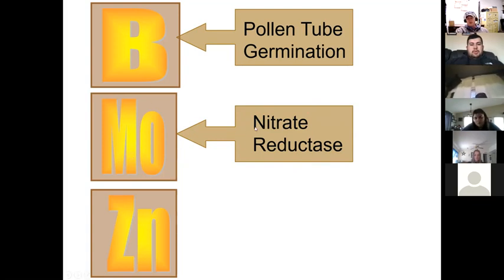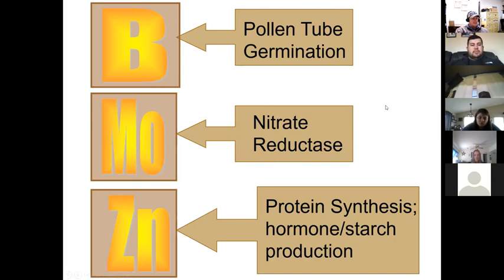And what I mean by reduce is, a plant can take up nitrate, right? But it has to be converted into an organic or a reduced form of nitrogen in order to be utilized in the plant. So this reductase, that's what it does, is it takes nitrate, reduces it to ammonium, and then reduces it to some other organic compound, which then gets used in the plant.